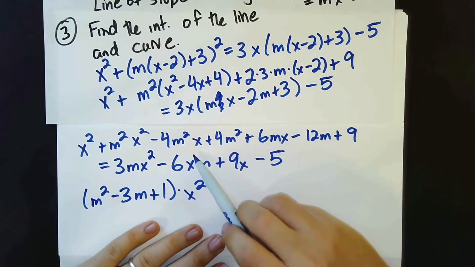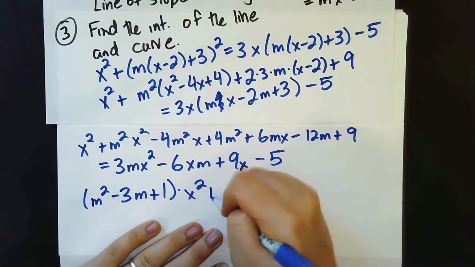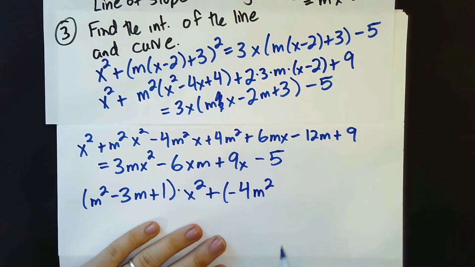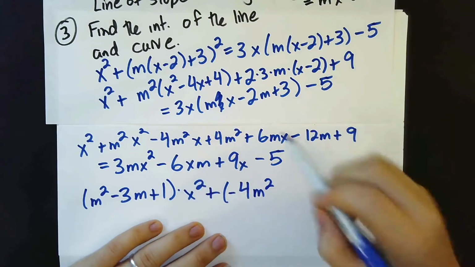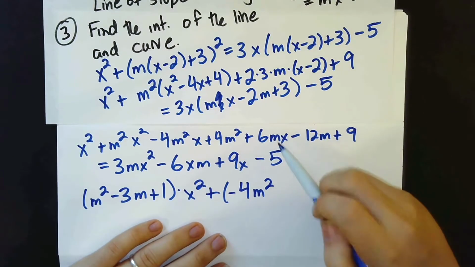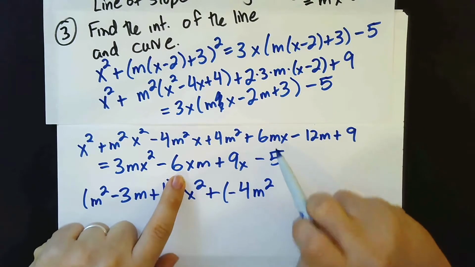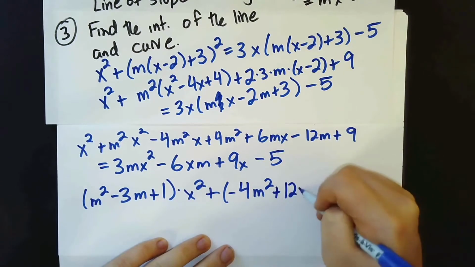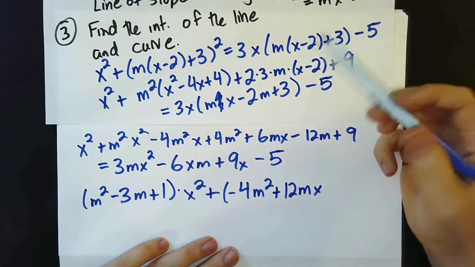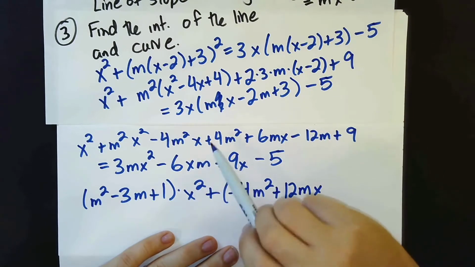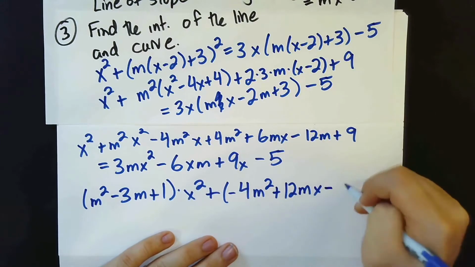In front of x, I have a minus 4m squared. And then, let's see, I have here a 6mx plus an extra 6mx from the other side. So that will be 12mx. And then I have this 9x that's going to get swept over to here. So that is going to be a minus 9.